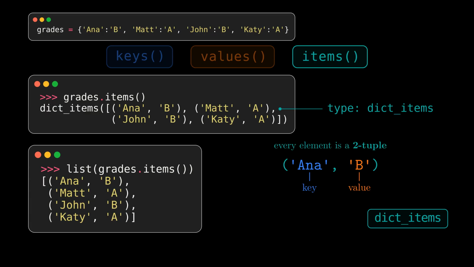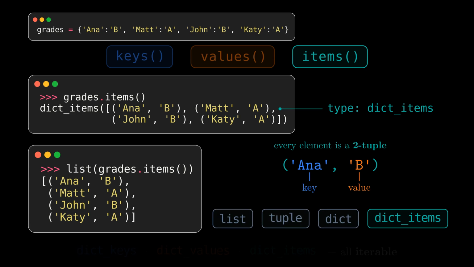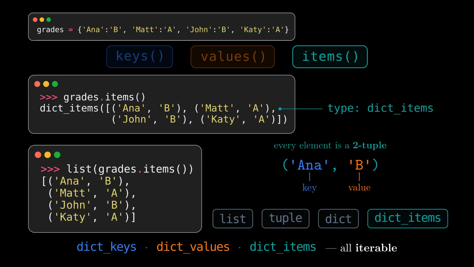The object itself is not a tuple. Its type is dict items, sitting right alongside lists, tuples, and dictionaries. What matters is that, just like keys and values, it's an iterable, a sequence you can walk through, which is exactly why Python can cast it to a list.